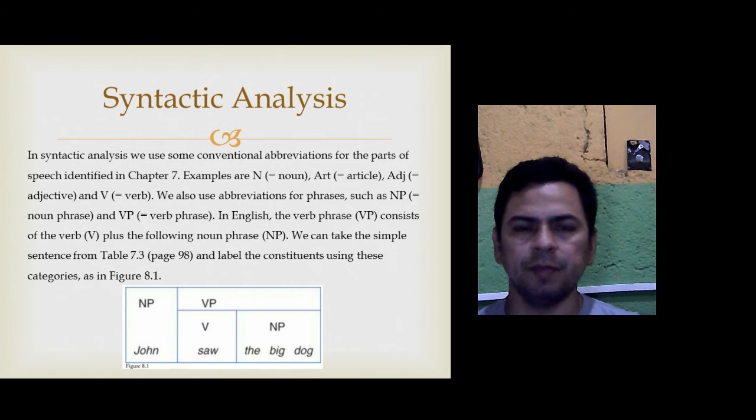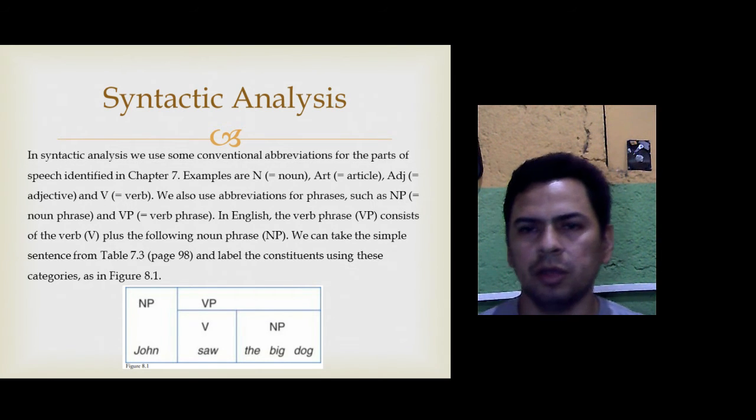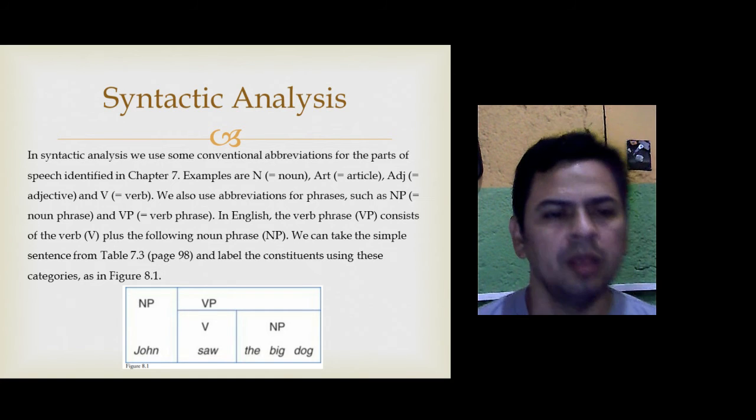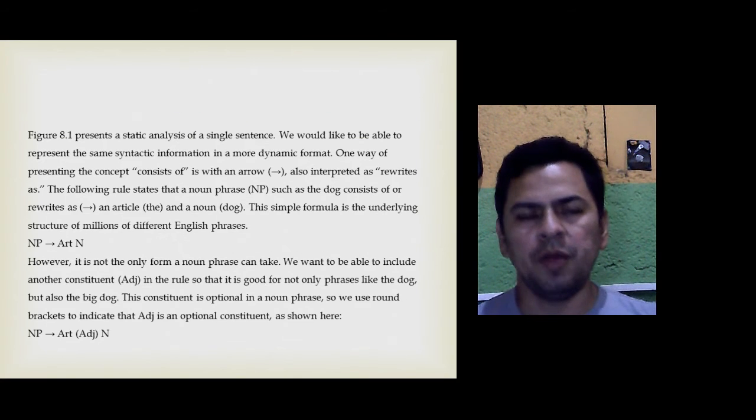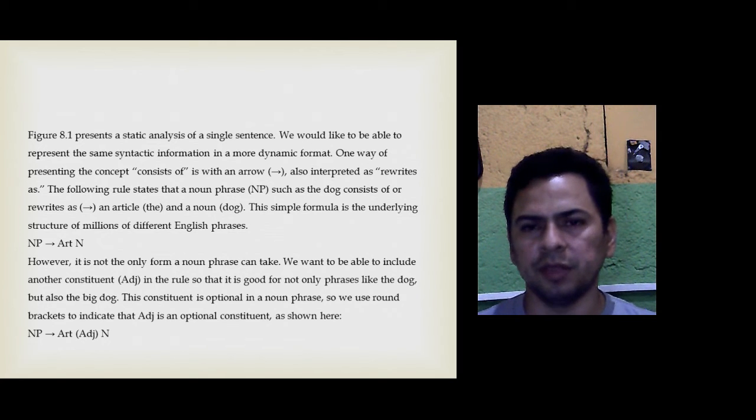We can take the simple sentence in table 7.3, page 98, and label the constituents using these categories, as in figure 8.1. NP, the boy; VP, V, saw; NP, the big dog. Figure 8.1 presents a static analysis of a single sentence.